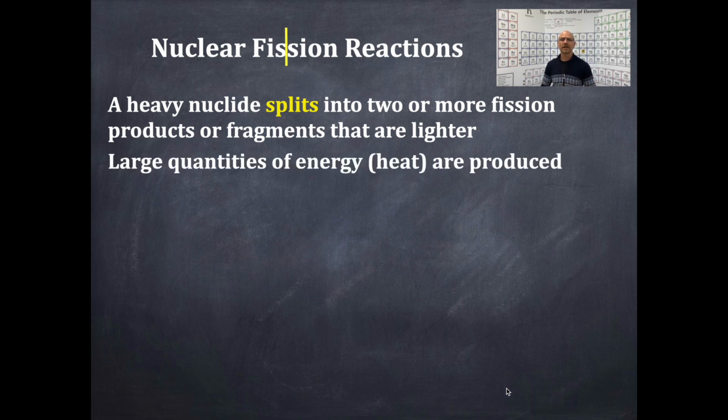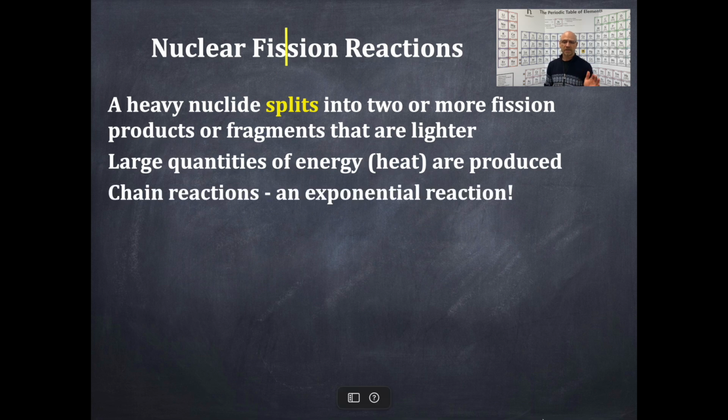Large quantities of energy and heat are produced in a fission reaction. This leads to chain reactions and an exponential reaction rate growth. That's why those 3 neutrons were very important. Nuclear power is generated this way on our planet, and the atomic bomb is an example of a fission reaction.